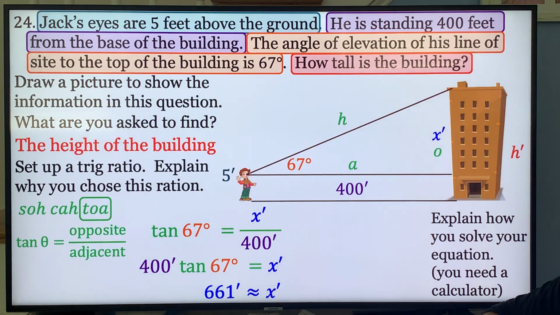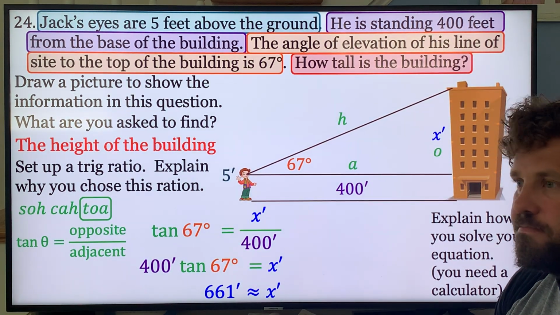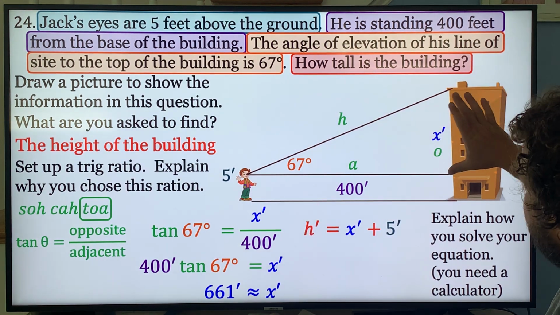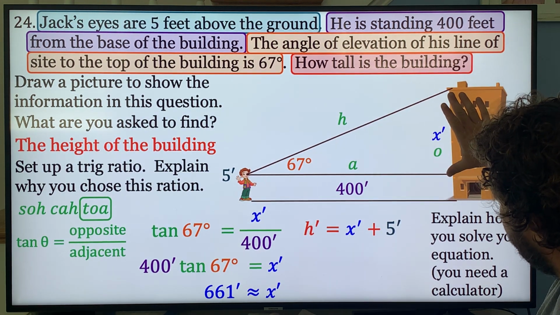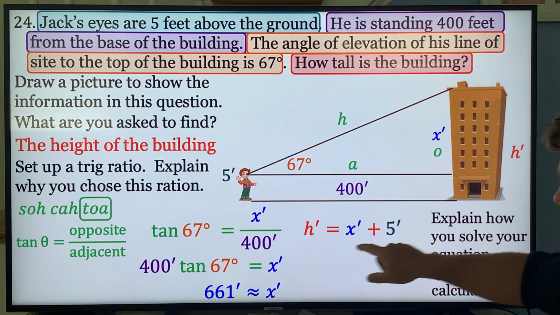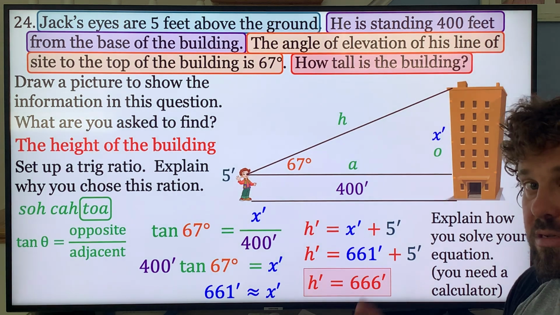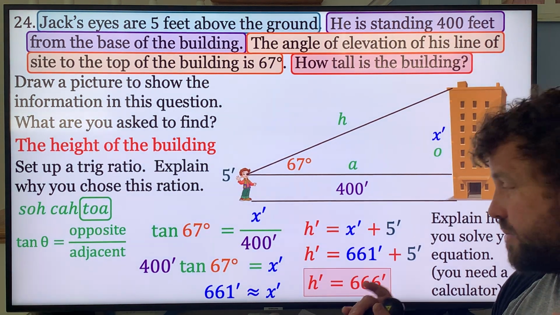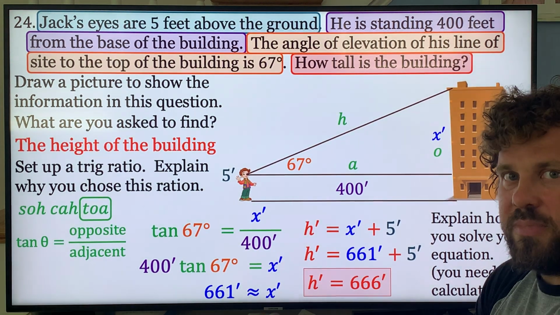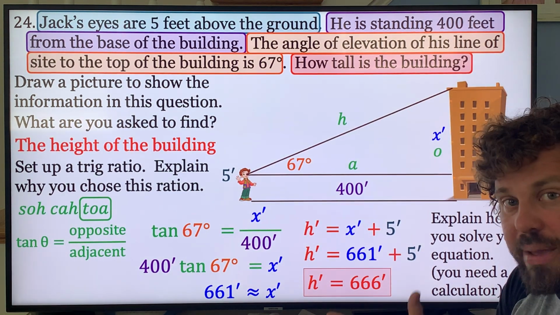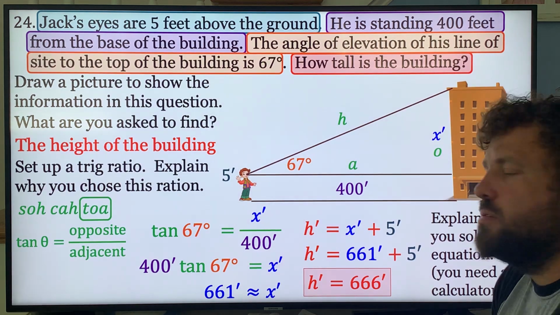661 feet. That's it, 661 feet. But that's not how tall the building is. That's how tall it is above Jack's eyes. Jack's eyes are 5 feet high. 661 plus his eyes is, sorry, I didn't make up this problem, 666 feet. A lot of you guys don't like that number. Not a big fan either, but blame previous teachers who made this packet.